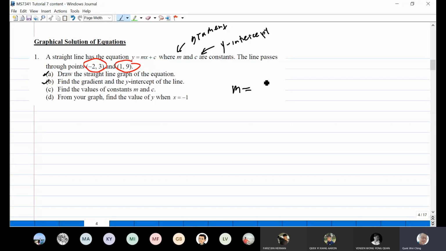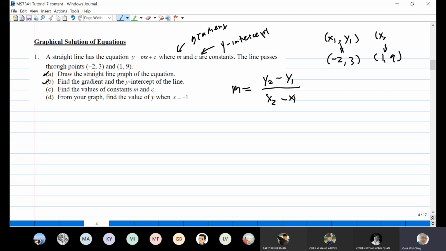Gradient formula is (y2 minus y1) over (x2 minus x1). So you have 2 points. One point is (-2, 3). The other point is (1, 9). So this is your x1, y1 and this is your x2, y2. You put in the formula, y2 is 9, y1 is 3, x2 is 1, x1 is -2. So this will give you 6 over 3, which is 2. So the gradient is equal to 2, right?